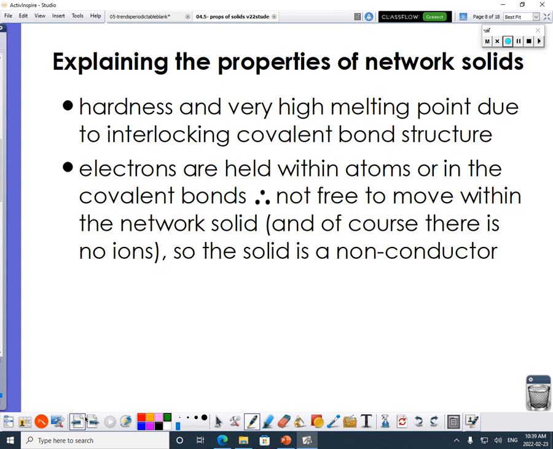So they are very hard and they have very high melting points because they have covalent bonds. And covalent bonds are intramolecular, so they are very, very strong. So the electrons are still not free to move. So we would consider the solid to be a non-conductor. There's also no ions as well, so even in a solution, these should not be conductive.